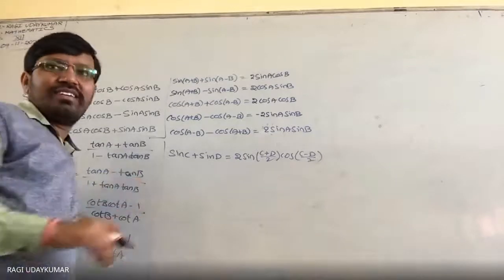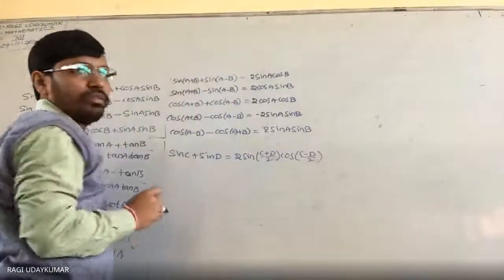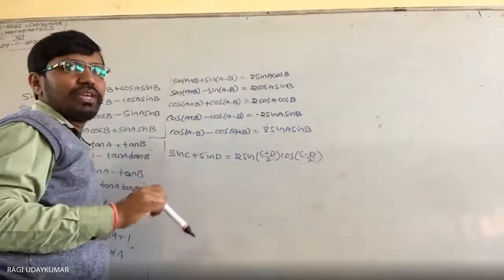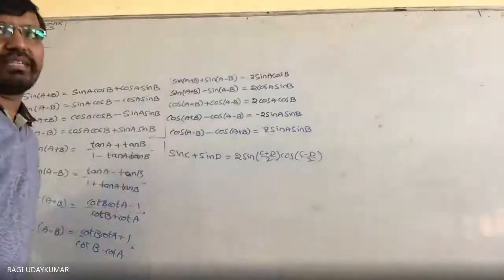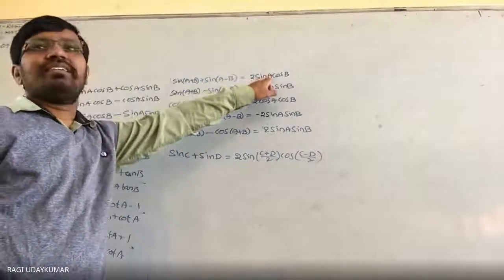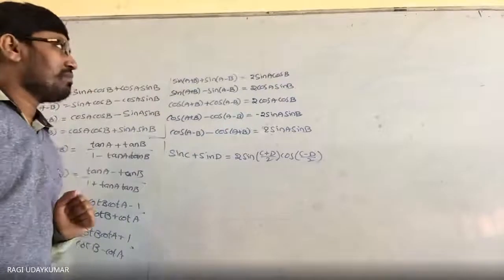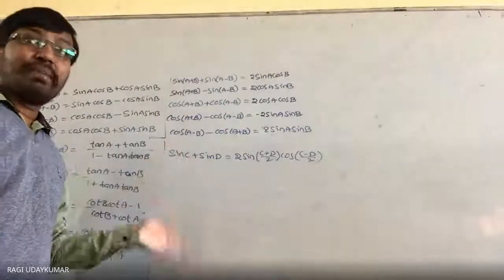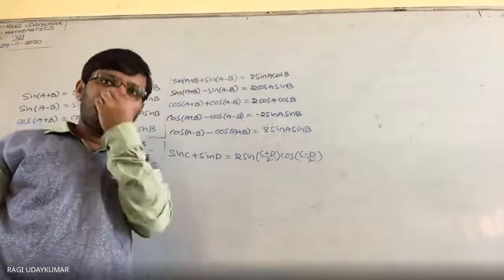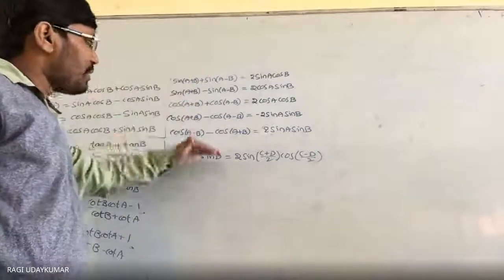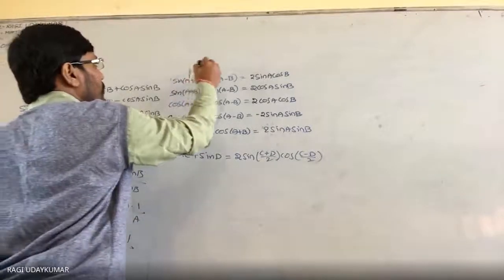Fine. See, take this as C and this as D. C plus D by 2 becomes A. This is what I have written, but in another form. Sin C plus sin D: if a sum is given, you have to write it as a product, and you use this. To avoid confusion, C and D should be taken into consideration. These two are the same. Take C here, take D here.